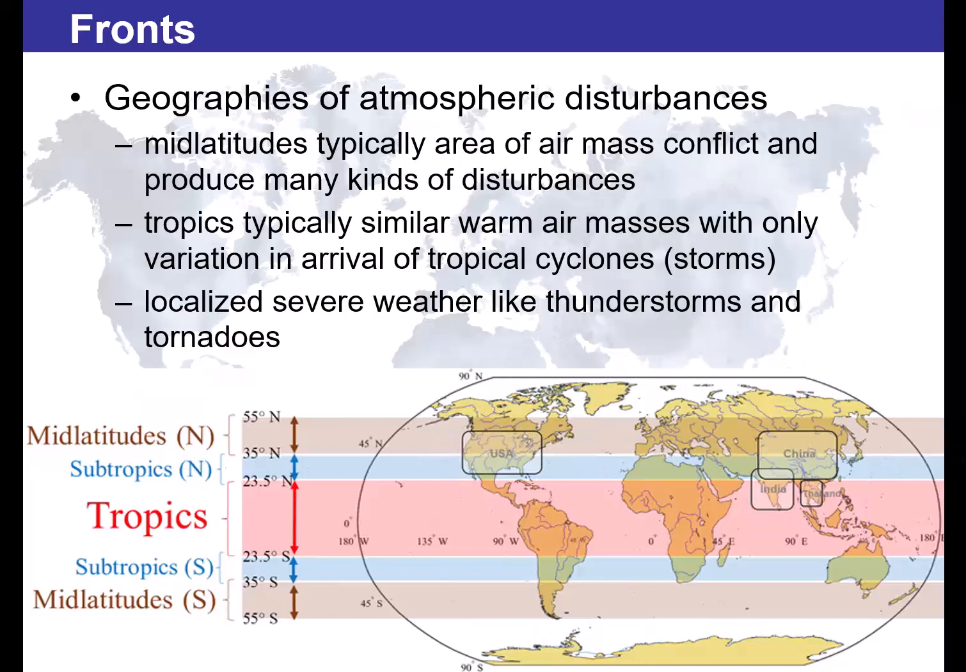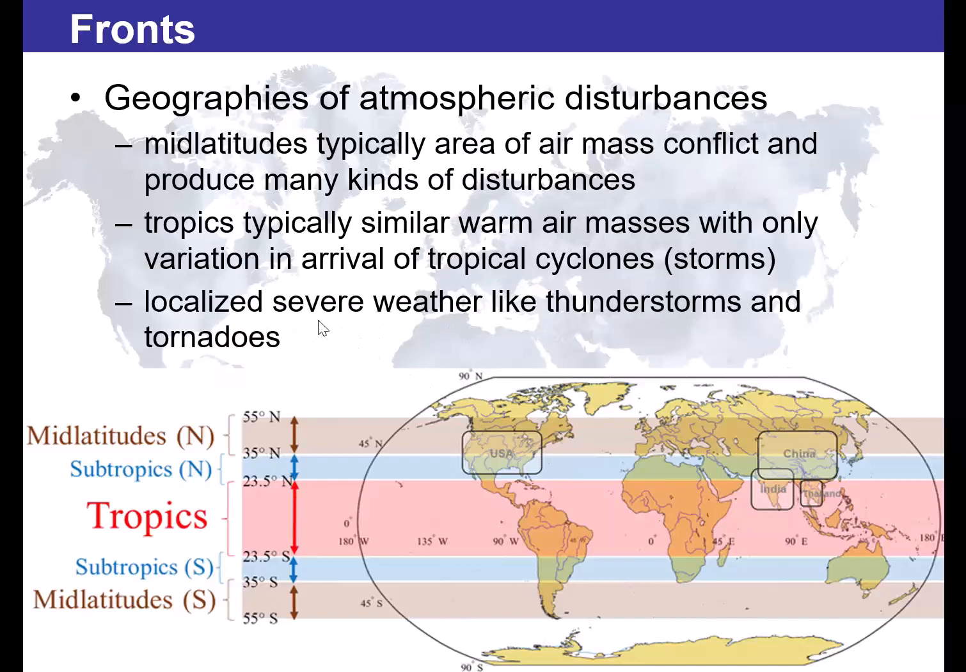The reason that we talk about mid-latitudes is because they are an area where there is generally a lot of conflict between different air masses. The tropics typically have that warm air that is moving northwards, while the polar regions have the cooler air moving southwards. And in these mid-latitude regions is where we're going to have a lot of these atmospheric disturbances.